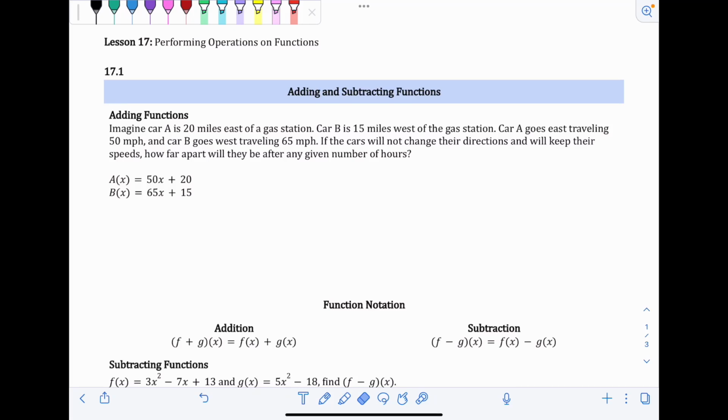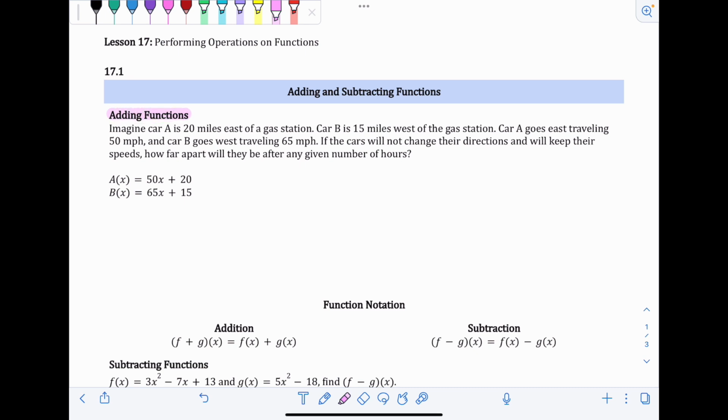Lesson 17 is called performing operations on functions, and in math, operations means like addition or subtraction, multiplication or division. So in 17.1, we're going to focus on adding and subtracting functions, and we're going to start off with adding functions with more of a real life example.